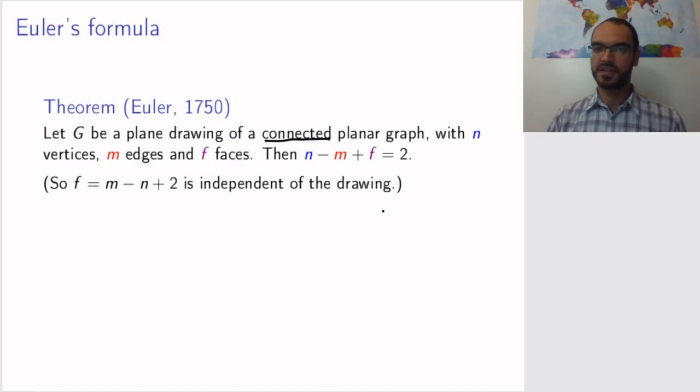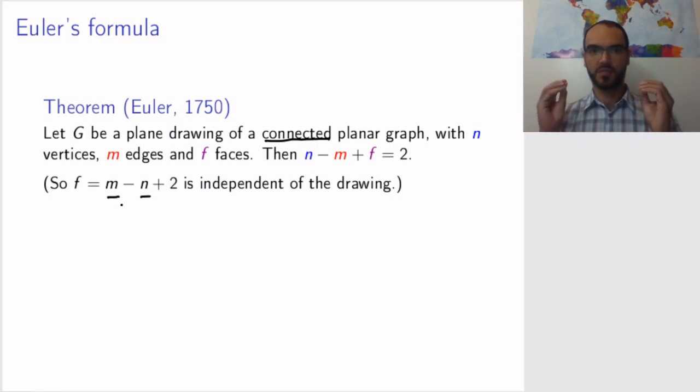Another way to phrase this is that if you solve for f, the same formula is telling you that f is equal to m minus n plus 2. Now, m is the number of edges and n is the number of vertices, and these two numbers have nothing to do with planarity or plane drawing or something like that. They are just constants in the graph. You will not change the number of edges or vertices if you draw the graph differently. So saying that f is just a function of the number of vertices and edges and nothing else says that it is independent of how you draw the graph.